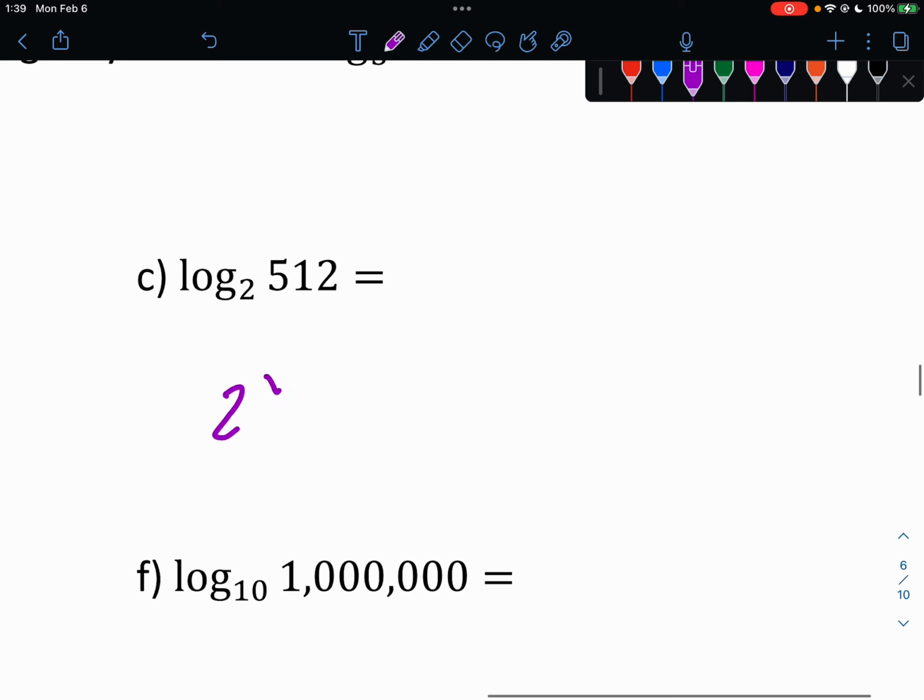2 to what power would give me 512? This is a tough one. Just take your time with it. 2, 4, 8, 16, 32. That's 5. 64 is 6. 128 is 7. 256 is 8. And therefore, 512 would be 9.